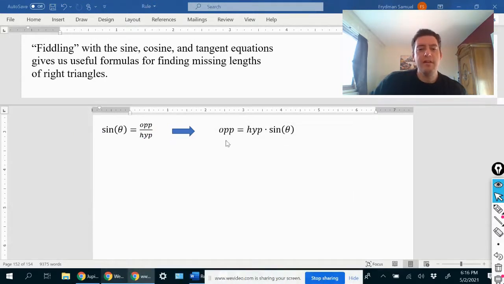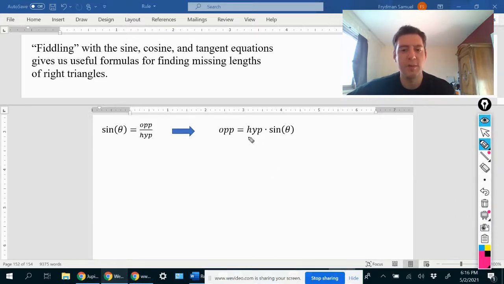This is like a recipe for finding the length of the opposite side of some angle in a right triangle. So if we know what the hypotenuse is and we know what the angle is, then just multiplying the hypotenuse by the sine of that angle would give us the length of the opposite side. And we can continue fiddling around with this formula to get the hypotenuse by itself. We could divide both sides by sine theta.